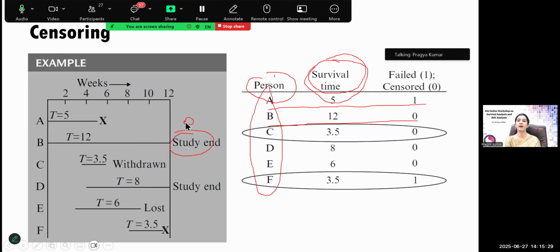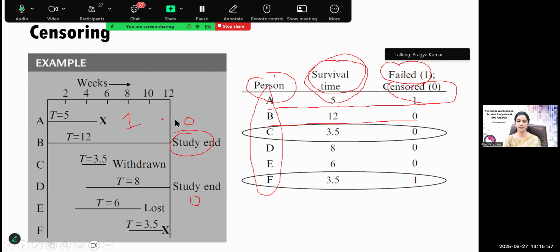So how do we define it in the code? We arrange the data such that whenever the event happens, we call it 1. And whenever the event did not happen because the person withdrew or the study ended, we call it 0. So that's how we have written the survival time. Survival time will be written for all the people, whether they have met with the event or not. And then you have defined two terms, failed or event happened, and censored.